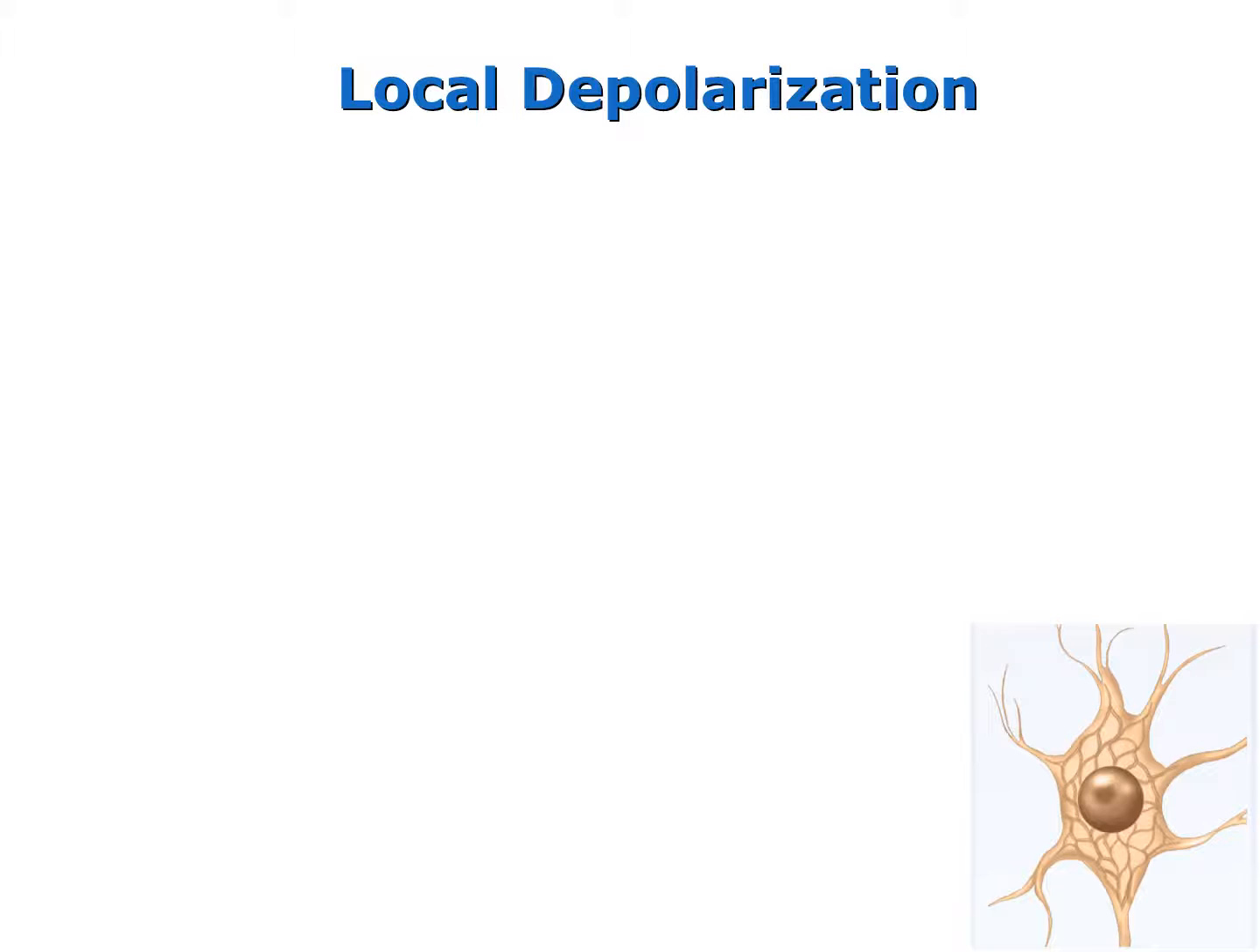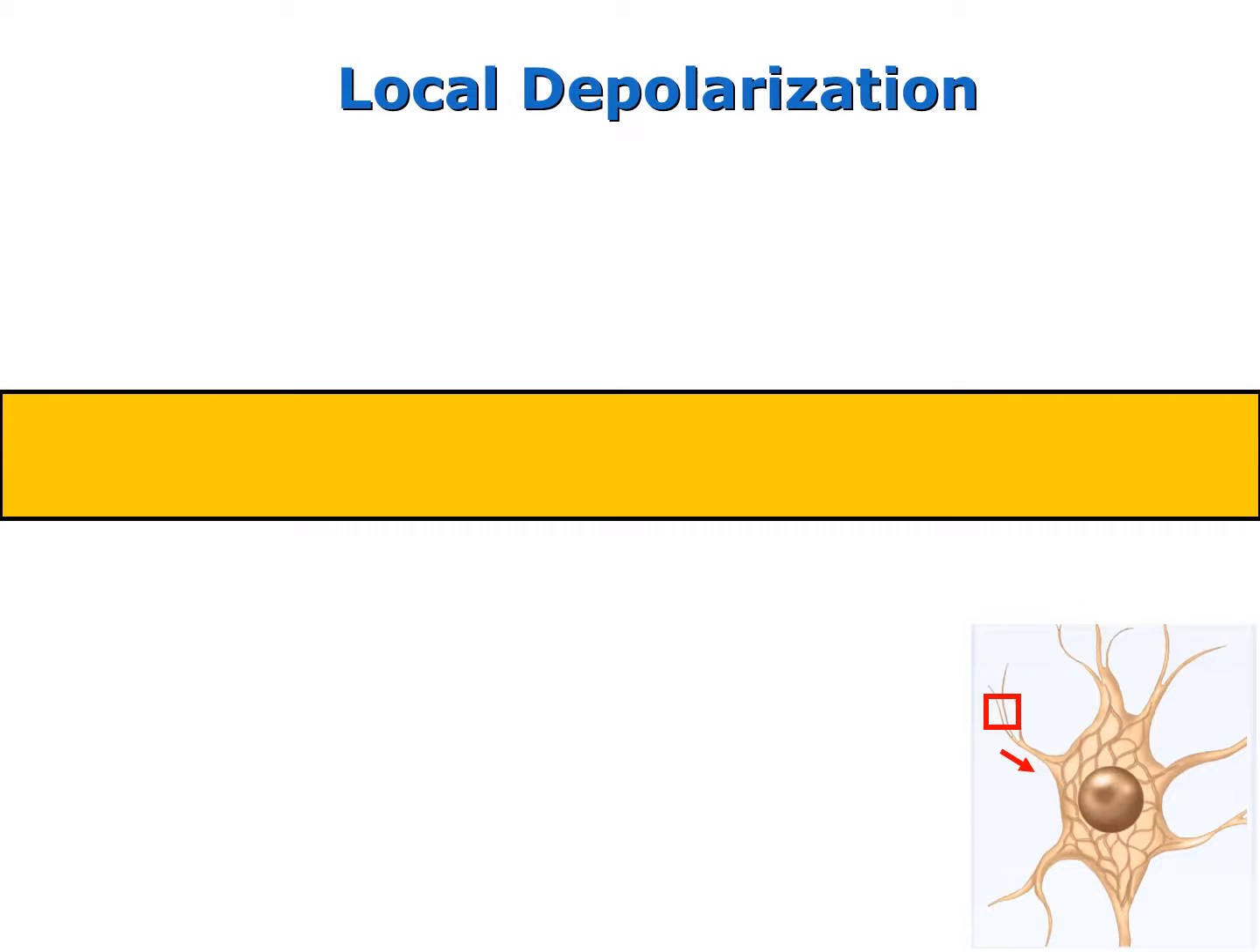So let's now summarize what has occurred up to this point. We have seen the generation of a local depolarization. On a dendrite, a stimulus has been detected causing a local depolarization to start to move toward the soma or cell body. We will represent the dendrite using this yellow bar here at its resting membrane potential.